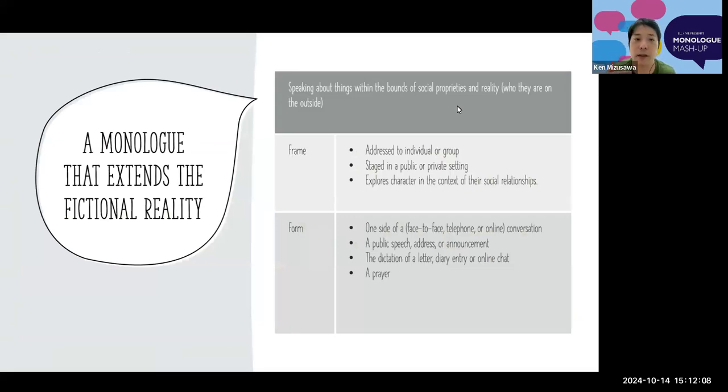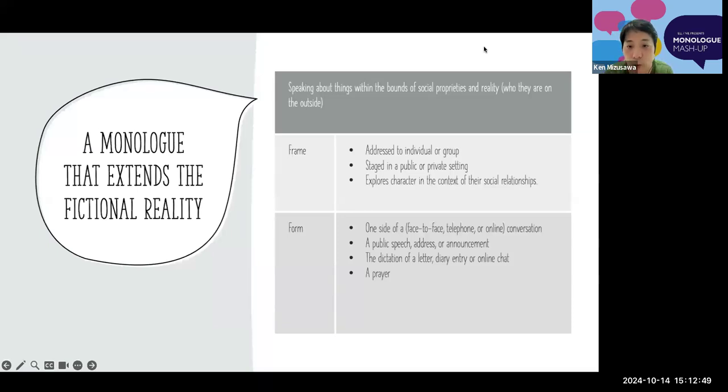A monologue that extends the fictional reality operates like this. Okay? So first of all, speaking about things within the boundaries of social proprieties and reality, who they are on the outside, who they appear to be to other people, in other words. Okay? So if you write a monologue that extends a fictional reality, your frame is likely to directly address an individual or group. It's likely to be staged in a public or private setting.